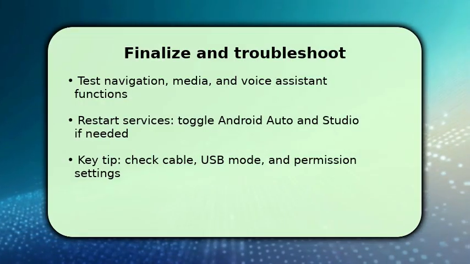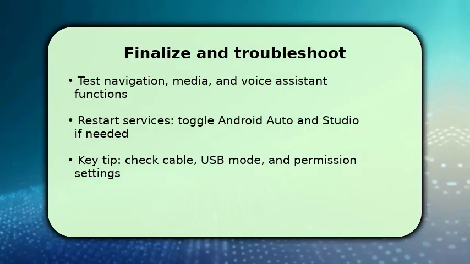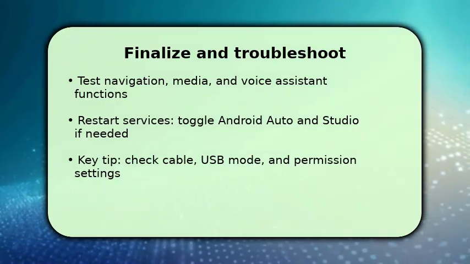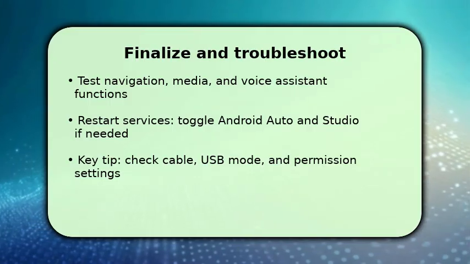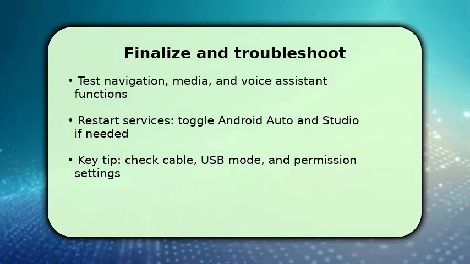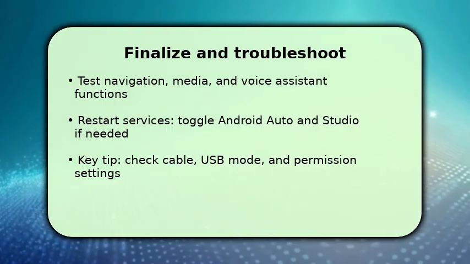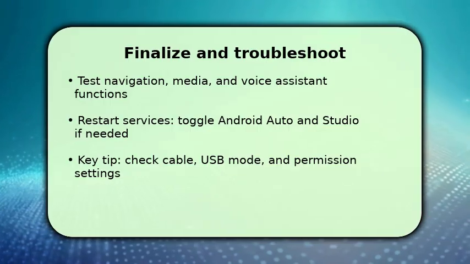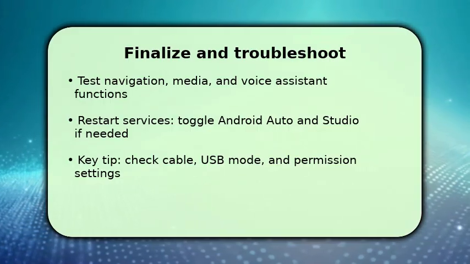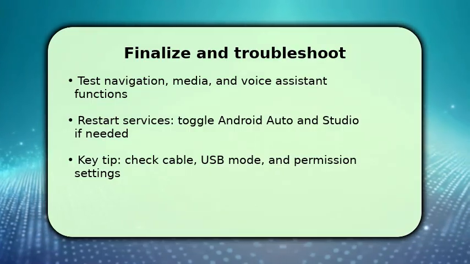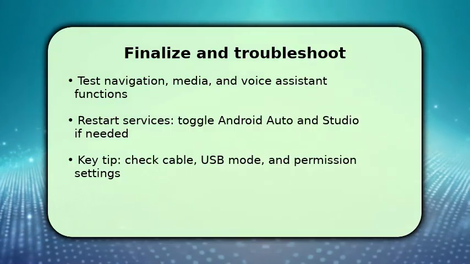If things fail, restart Android Auto on the phone and reload the project in Studio. Often a reconnect fixes handshake issues. Make sure the phone is set to file transfer or Android Auto mode over USB, use a different cable or port, and recheck granted permissions. If audio still fails, toggle Bluetooth and confirm the vehicle or studio audio sync is selected. This single checklist resolves most common problems.